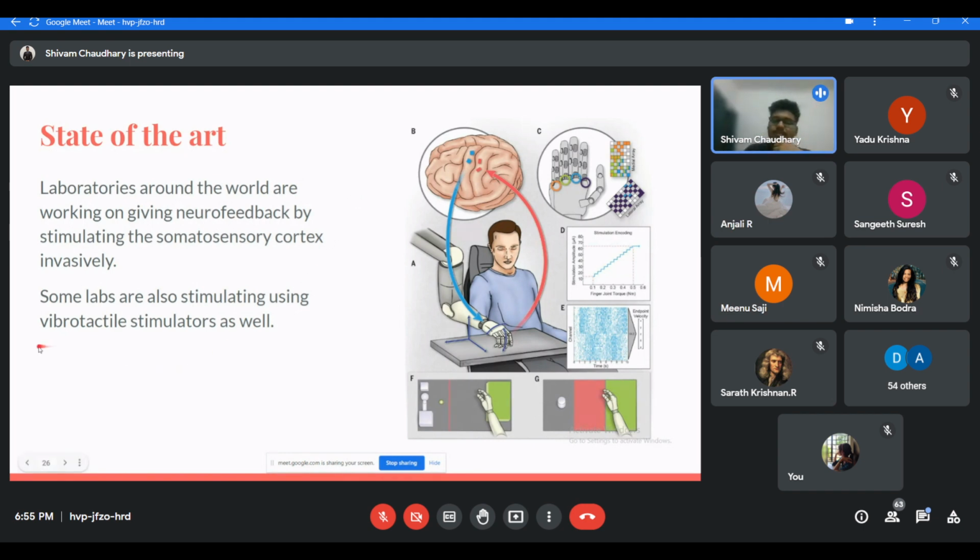Some labs are using vibrotactile stimulators. Basically, they're attaching vibrators to the part of your hand that is still active and still connected to your input areas. So vibrators are connected to your hand and they vibrate, indicating the force or the area of contact, and that stimulates your somatosensory cortex. That is the input cortex.